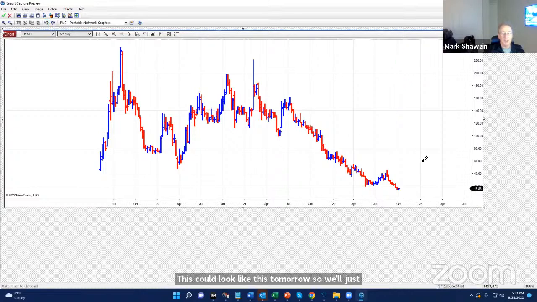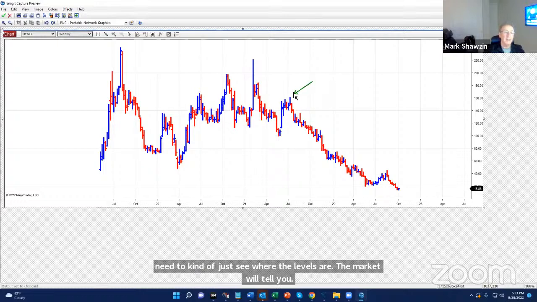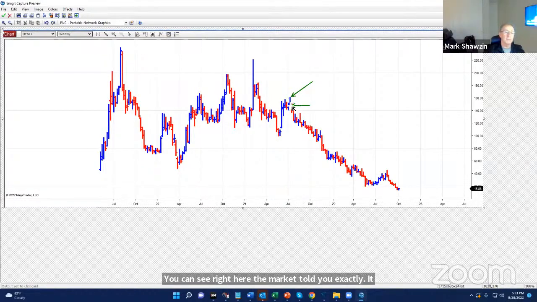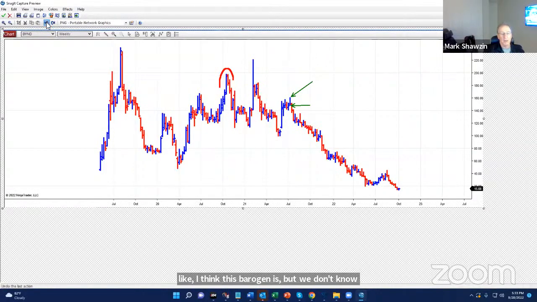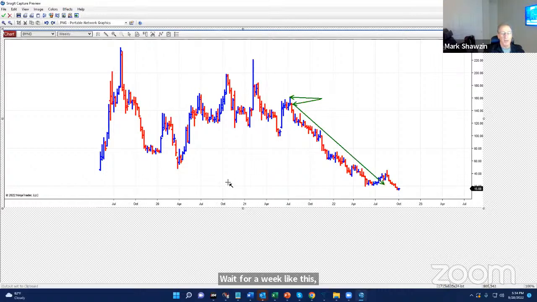But I do think it is a shortable, but not yet. You need to kind of just see where the levels are. The market will tell you. You can see right here, the market told you exactly. It made a new high and closed on the low. So the market actually points when it wants to go. So if you understand what the market is telling you, that this is a distribution, you had a head and shoulders here. This is just a BS rally, like I think this Biogen is, but we don't know yet when it's time to go. So let the market tell you when it's time to go. You don't have to be a hero and get in front of it. Wait for a week like this and put your sell stop there, your stop loss there, and go for the ride.